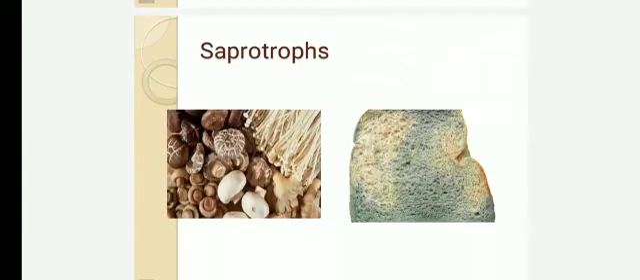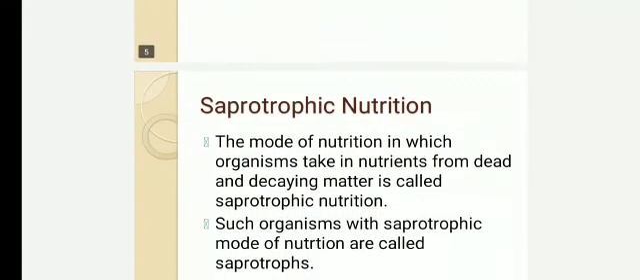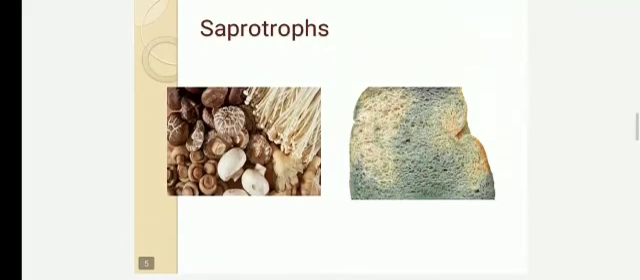Then, saprotrophs. Okay, can you see the two pictures? One is a mushroom and one is fungi developed on a bread. So what's the relation? What is the need of these two things? Why are they called saprotrophs? Let us see.